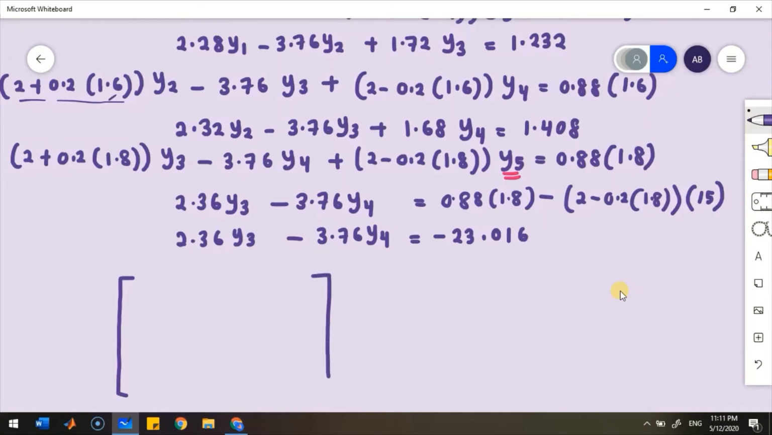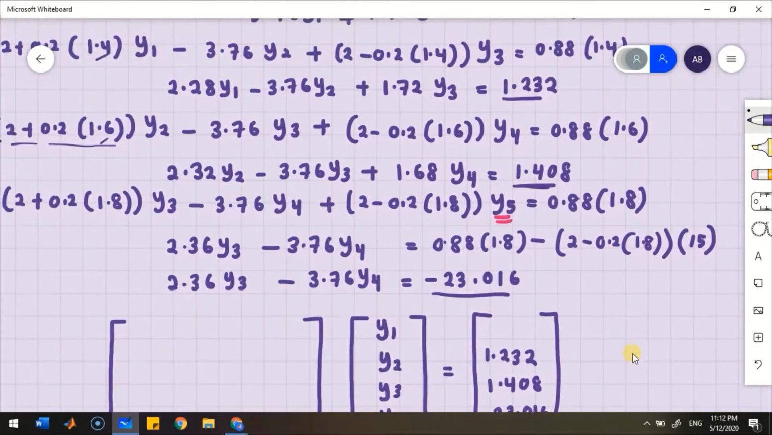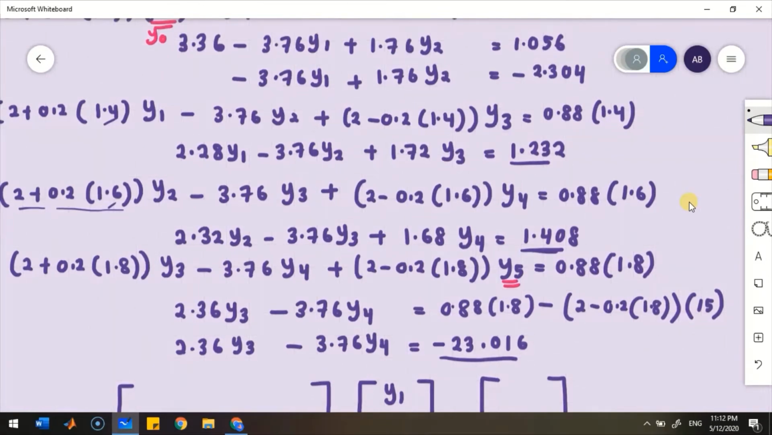Let me just do the box. We have y1, y2, y3, y4 equals to the f values here. So for the f values, we have negative 23.016 for y4, and then we have 1.408, and then we have 1.232, and the first one is negative 2.304.